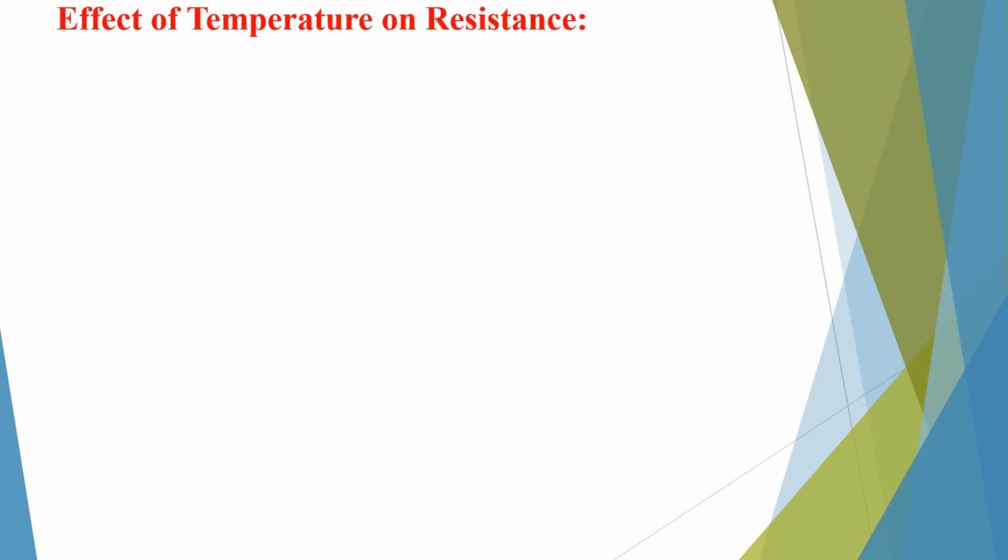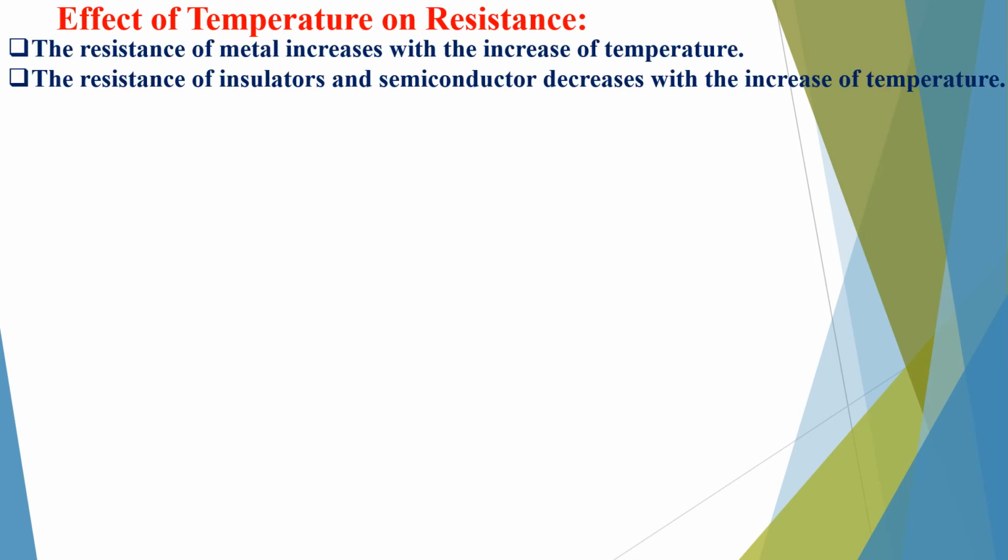Effect of temperature on resistance. We have already discussed these points in previous slides. The resistance of metal increases with the increase of temperature. When we increase the temperature of metal, its resistance also increases. The resistance of insulators and semiconductors decreases with the increase of temperature. When we increase the temperature of insulators or semiconductors, their resistance decreases.